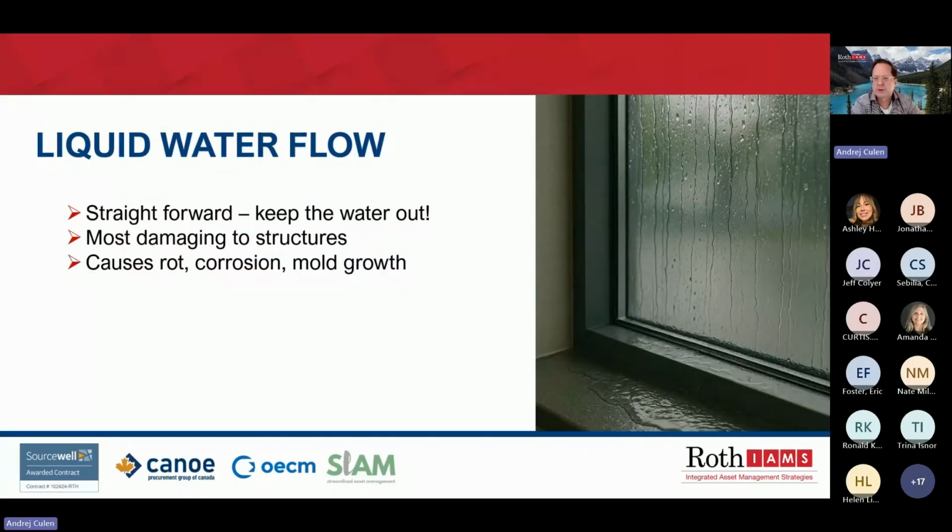So let's look at these flows a little closer. We want to prevent rain from entering and accumulating. It's pretty straightforward. We can achieve this through a strong water control layer. Water is the most damaging to the structure and can cause wood rot, corrosion, and health consequences such as mold growth when it enters into a wall or roof system. If it doesn't have a way to dry out, it can be very, very damaging.